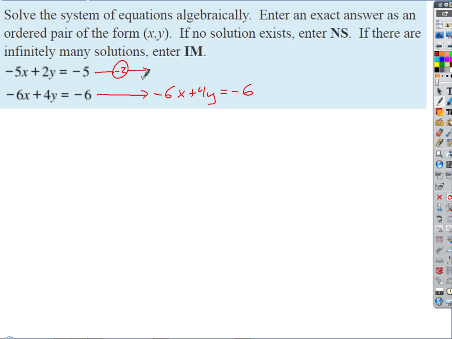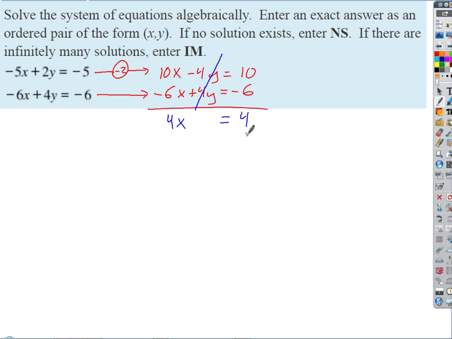So if I multiply the left side of the equation by -2, -2 times -5 is positive 10x, -2 times -2 is -4y, and then -2 times -5 is positive 10. Okay, so now, if I add these two equations up, look what happens. The y's cancel. -4y plus 4y cancels. 10x minus 6x, or 10x plus -6x, gives me 4x, and 10 minus 6 is 4.